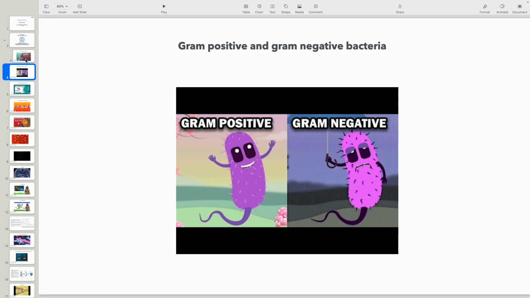So next is the topic of the bacterium, and bacteria are divided into two categories. One is gram positive and one is gram negative. The names gram positive and gram negative came from the staining, which is a gram staining. The bacteria which are able to take up the gram staining are termed as gram positive, while the bacteria which are not able to take up the gram staining are the gram negative.